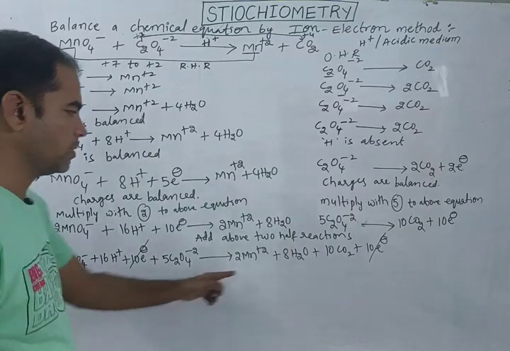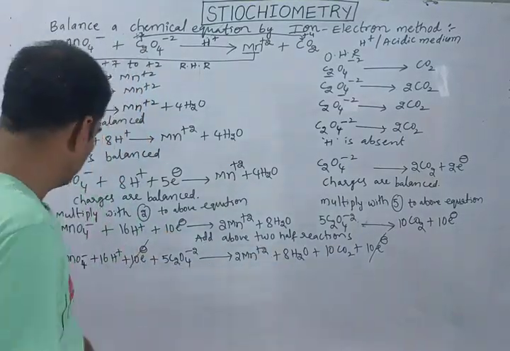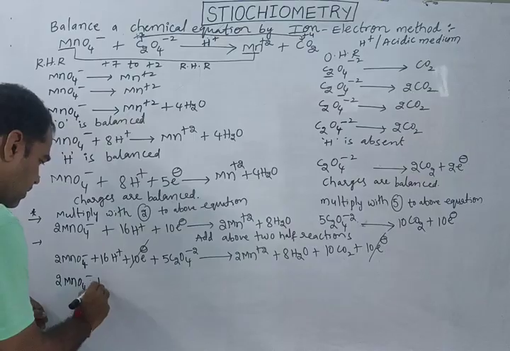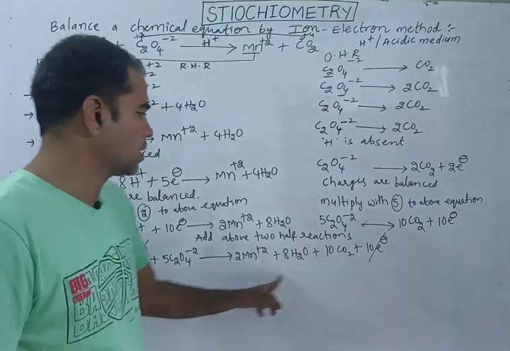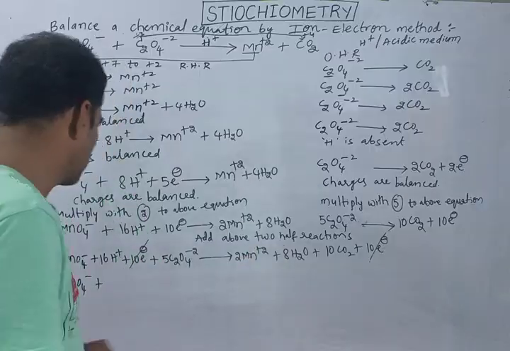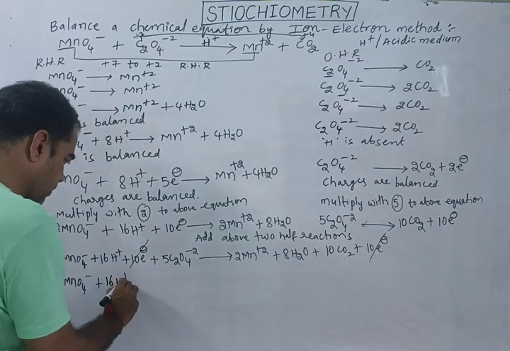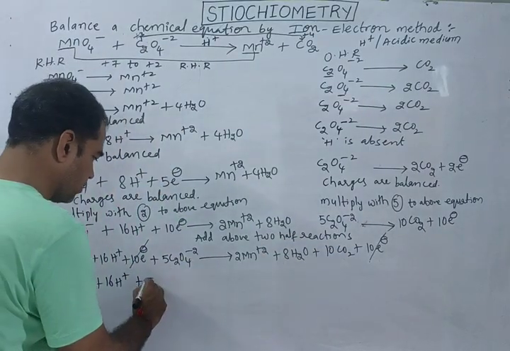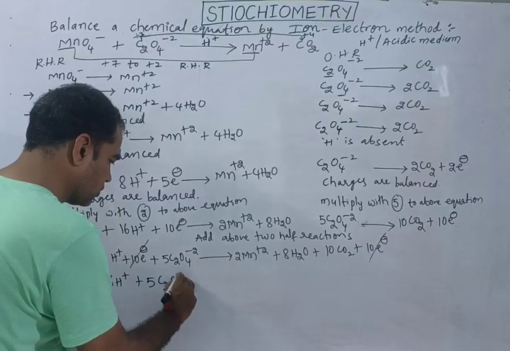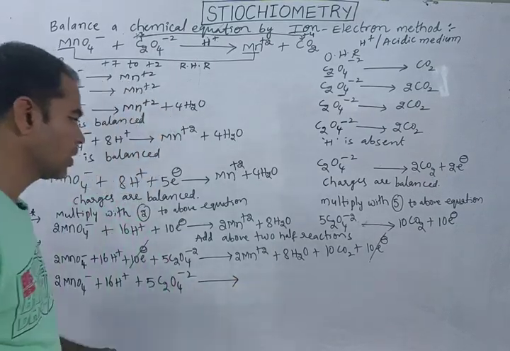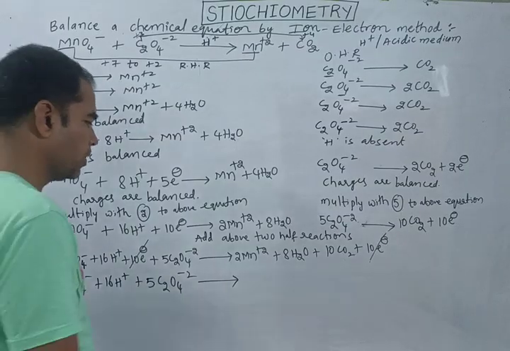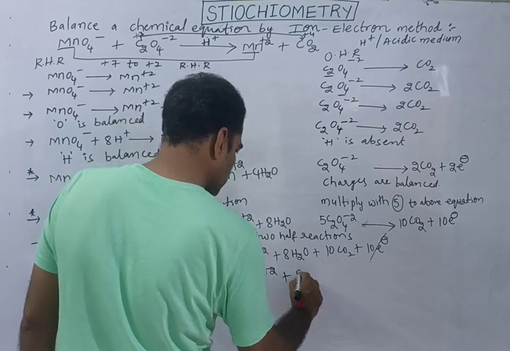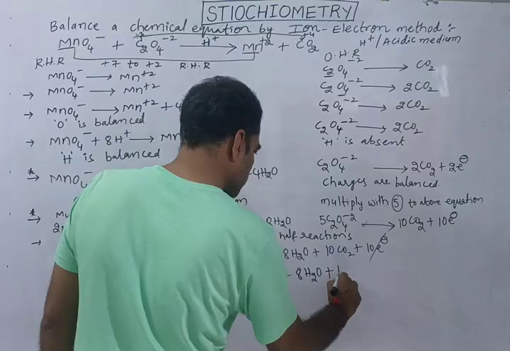Here, is any MnO4 minus term present on the right? No. Just write 2 MnO4 minus plus 16H plus. Here there is no H plus term on the other side, so write 16H plus. The 10 electrons get cancelled. Now 5 C2O4 minus 2 gives rise to, see how many Mn plus 2 here? 2 Mn plus 2 plus 8H2O plus 10 CO2.